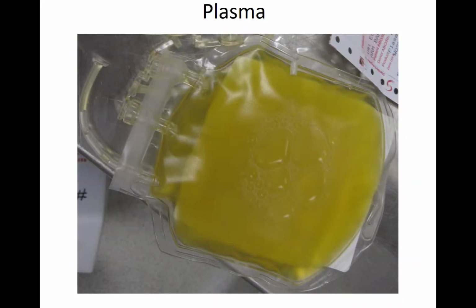Finally, plasma. Plasma transports proteins, sugars, urea, and other chemicals, including hormones, around the body. It also transports carbon dioxide. So whilst the red blood cell transports oxygen, the plasma is able to transport carbon dioxide, because carbon dioxide dissolves in the plasma.